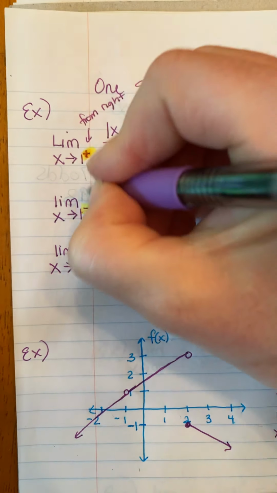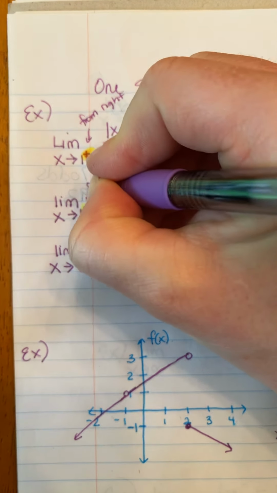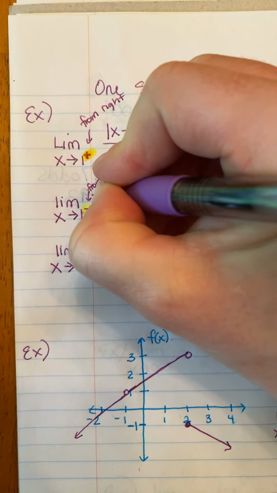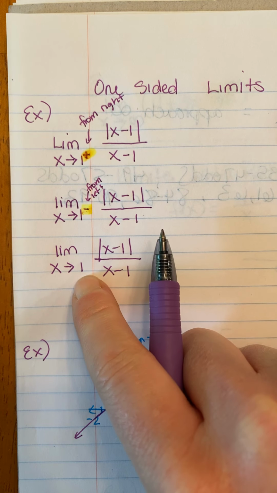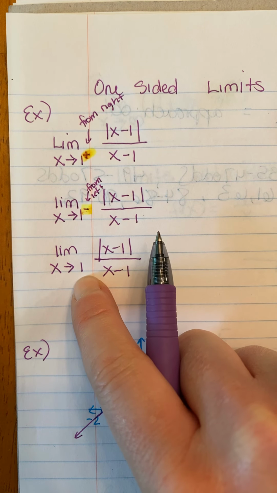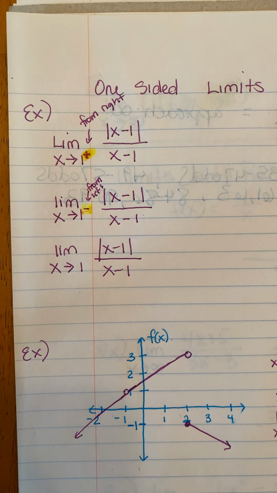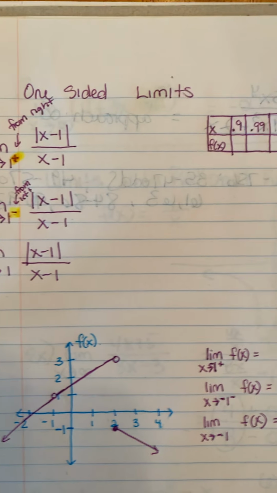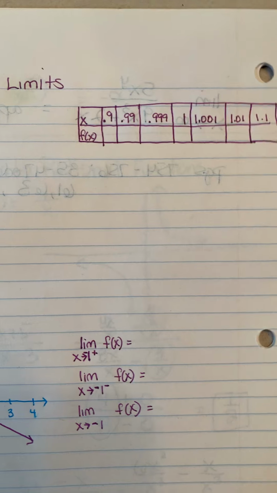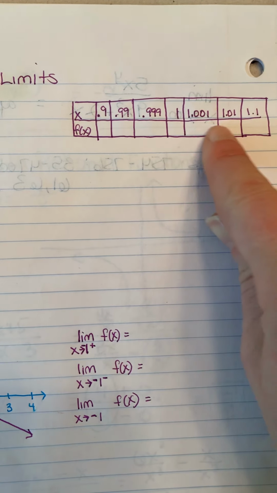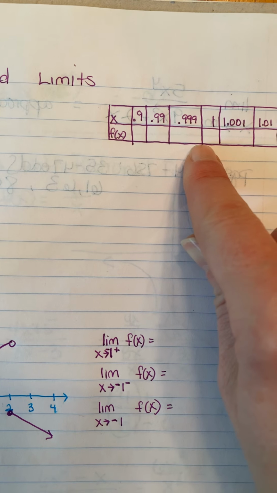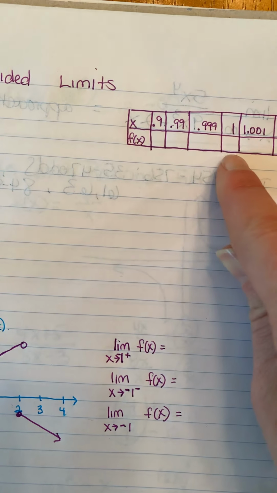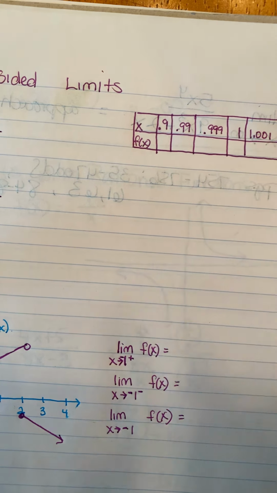This means from the left. And then this is just the same thing we've seen before. So when I'm looking at a table, from the right means from the right of the 1, so as I'm coming this way. Really, it's just a notation thing. And from the left means coming in from that way.